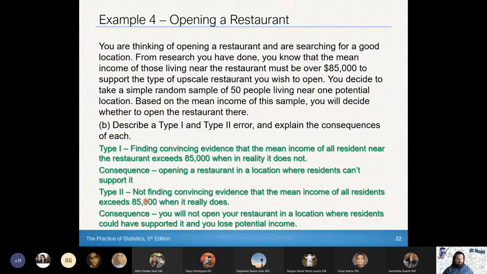Type 2, not finding convincing evidence that the mean income of all residents exceeds 85,000 when it actually does. So again, we collected our sample and somehow we did not find the evidence to reject the null hypothesis, so we failed to reject. We say we don't have evidence of the alternative, right? The consequence is that you will not open your restaurant in a location where residents could have supported it, and you lose potential income. Right, so when it's asking about the errors and consequences, think about what could actually happen. What would be a real life thing that would happen if that error was made?